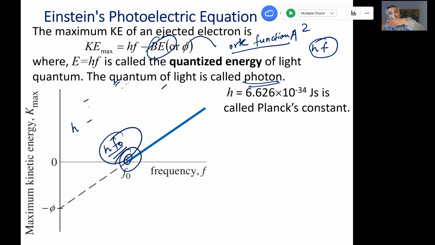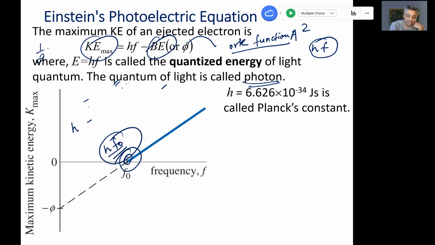So that's how Einstein explained why the kinetic energy was not increasing when you shine that with the brighter light. Why did kinetic energy not increase? Because brighter light does not mean it has a higher frequency. So the same frequency means it's not going to give you higher speed, but the same speed.